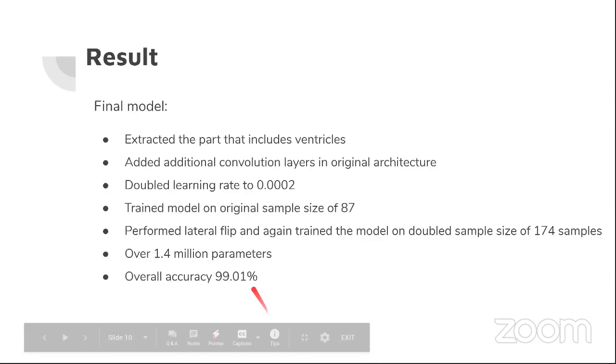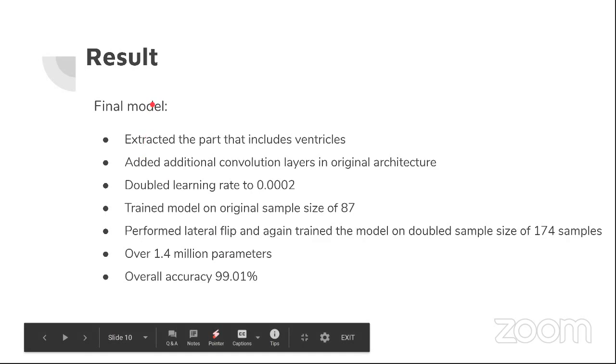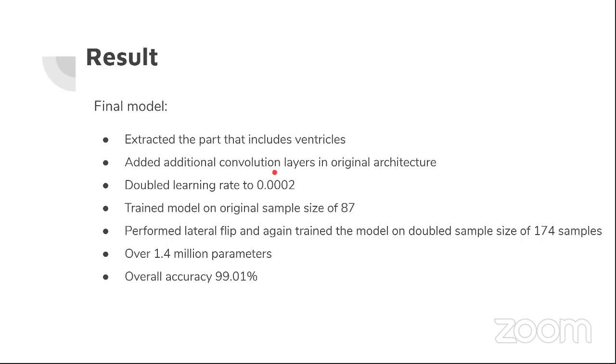So moving on to our final model, as Jimmy mentioned, we added additional convolution layers to the original architecture as well, and here we increased our number of parameters to 1.4 million. We also extracted the part that includes the ventricles from the augmented data, so not just randomly augmented it. Here we doubled the learning rate as well. First we trained the model on the original sample size of 87 images, and then performed a lateral flip and trained the model again on 174, basically double the sample size we had before.